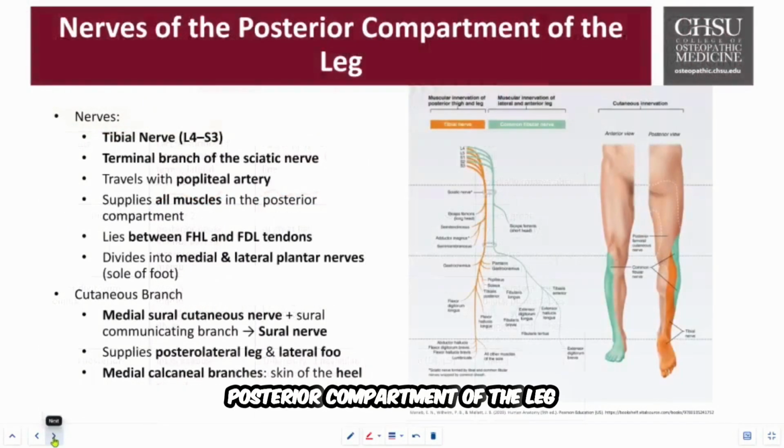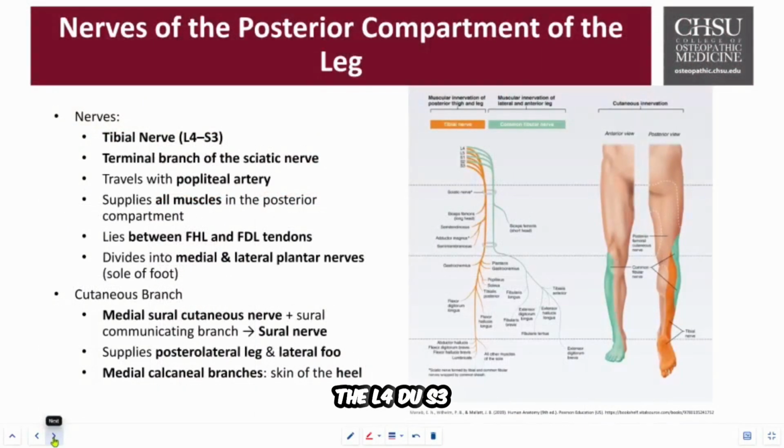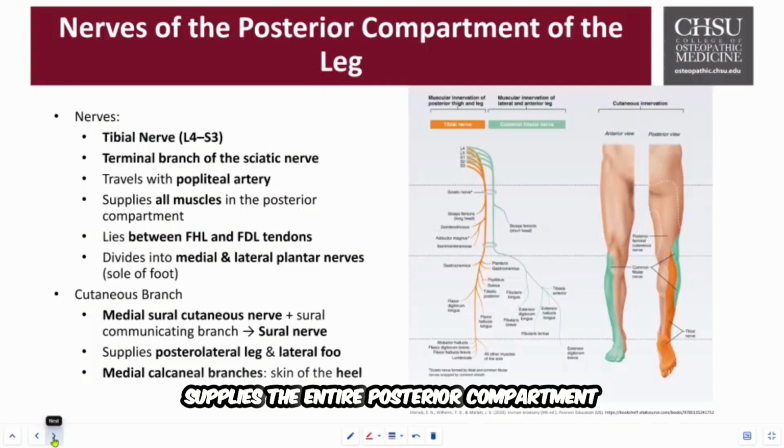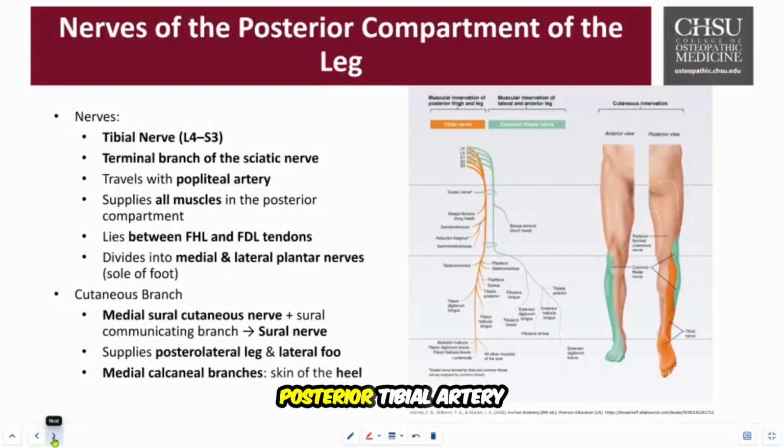The nerves of the posterior compartment of the leg: the tibial nerve, L4 to S3, supplies the entire posterior compartment. It travels with the posterior tibial artery, which lies between the FHL and FDL tendons. It then branches into the medial and lateral plantar nerves to innervate the sole of the foot. It also gives off the sural nerve, which supplies the posterolateral leg and lateral foot. Any damage here can impair plantar flexion, affect toe flexion, and result in heel numbness.